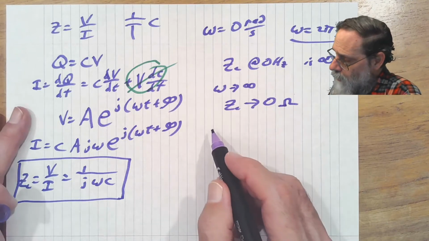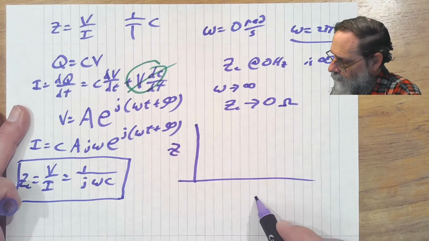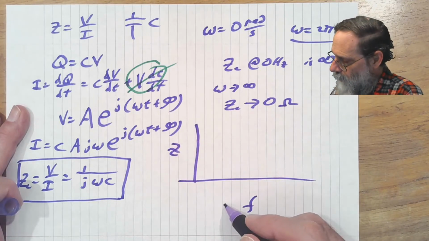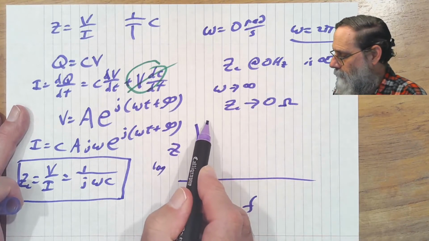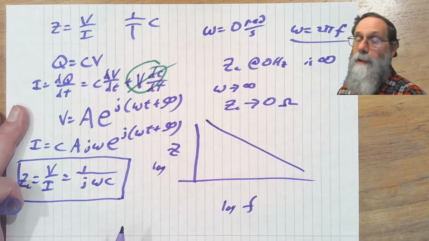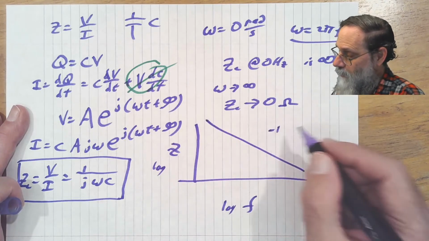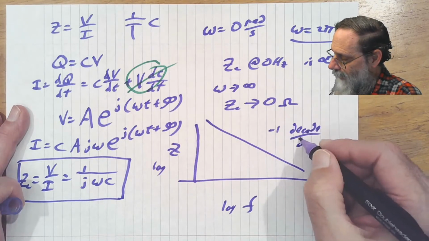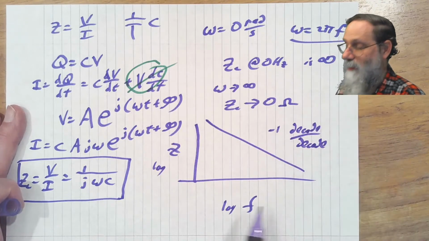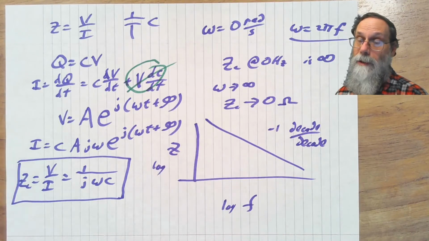In fact, we can plot the impedance versus the frequency, and we'll do this on a log-log plot. And what we're going to get is something that slopes down like this, where this slope is -1 decade per decade. That is to say, the impedance is inversely related to the frequency.